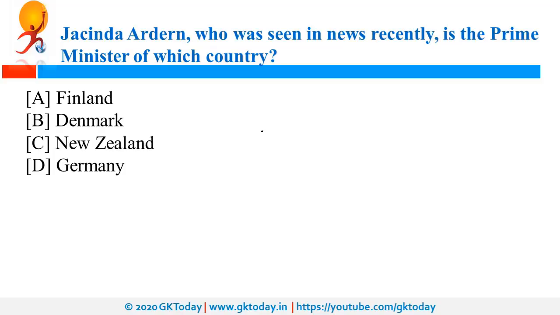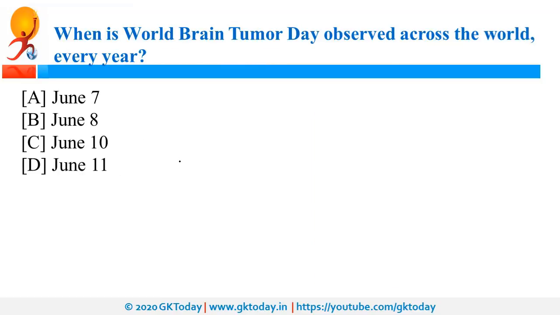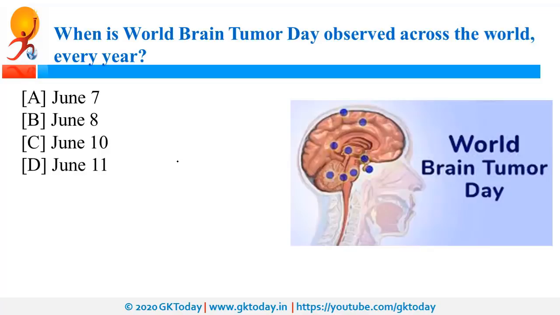Jacinta Ardern, who was in news, is the Prime Minister of which country? So she is the Prime Minister of New Zealand, and recently she was in news as New Zealand eliminated the transmission of coronavirus, and that is why she was in news. On which day is World Brain Tumor Day observed? So this is observed on 8th of June. 8th of June is also celebrated as World Oceans Day. So World Brain Tumor Day is observed to spread awareness about brain tumors.